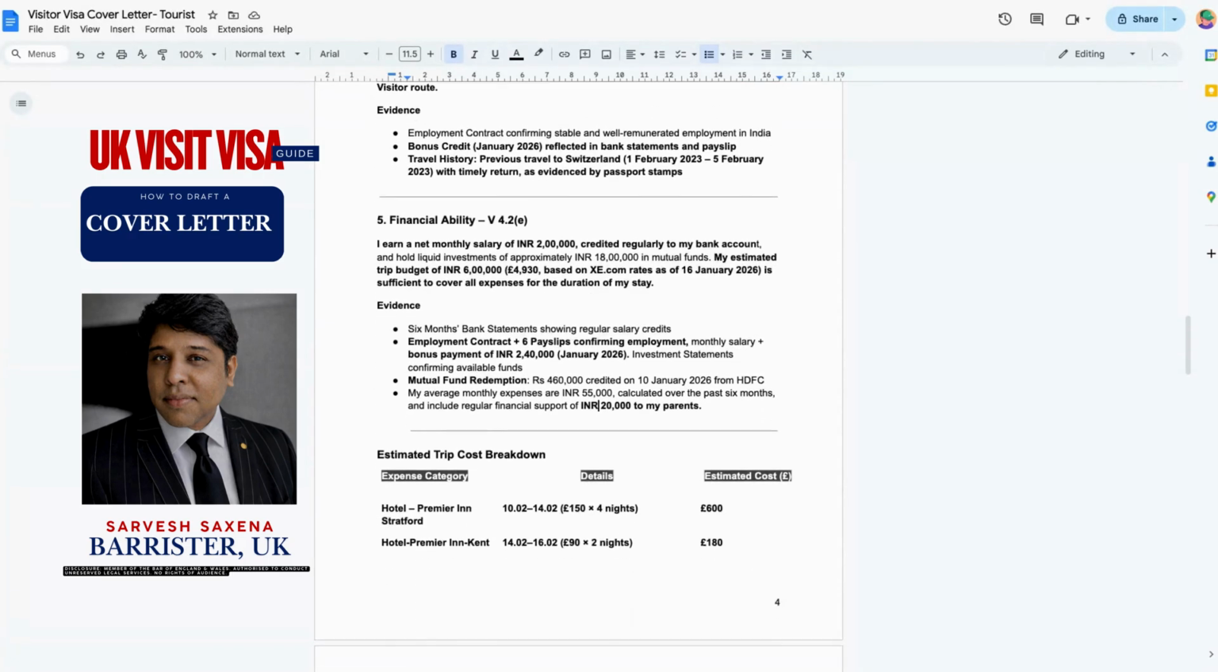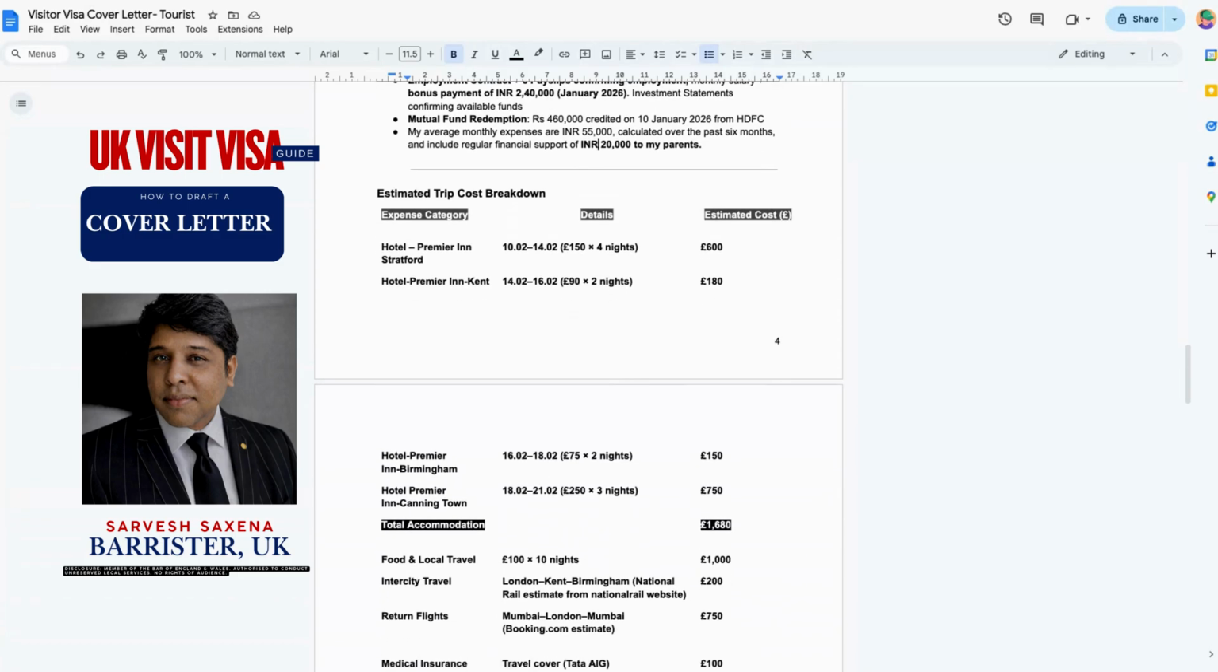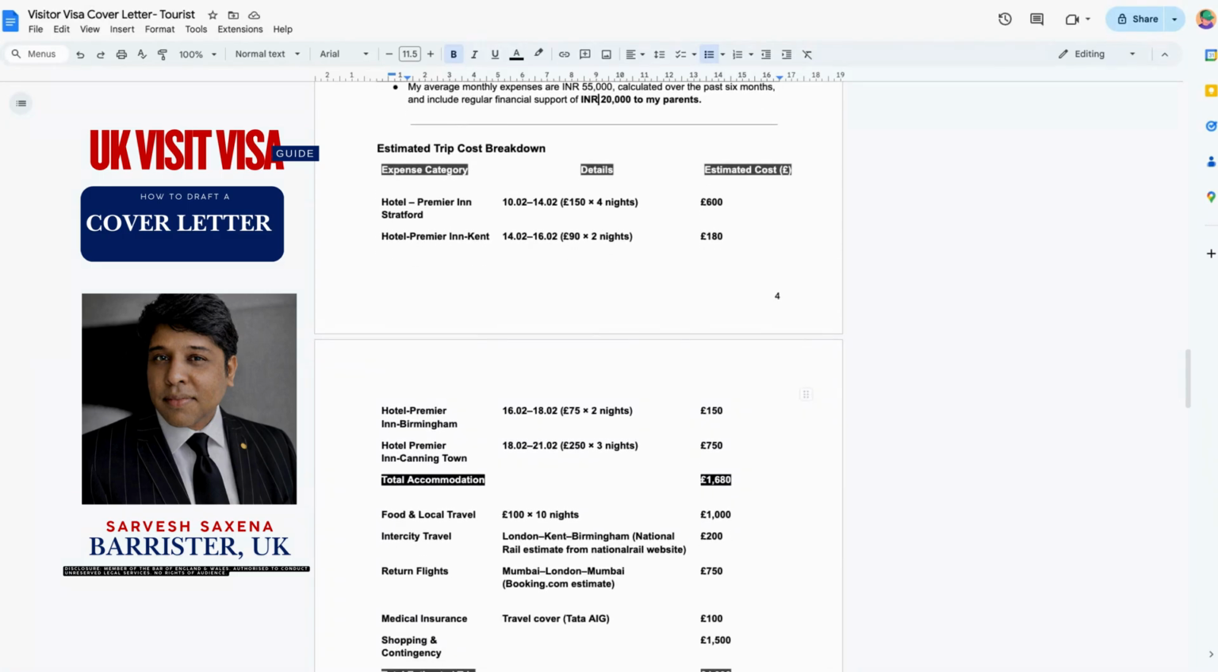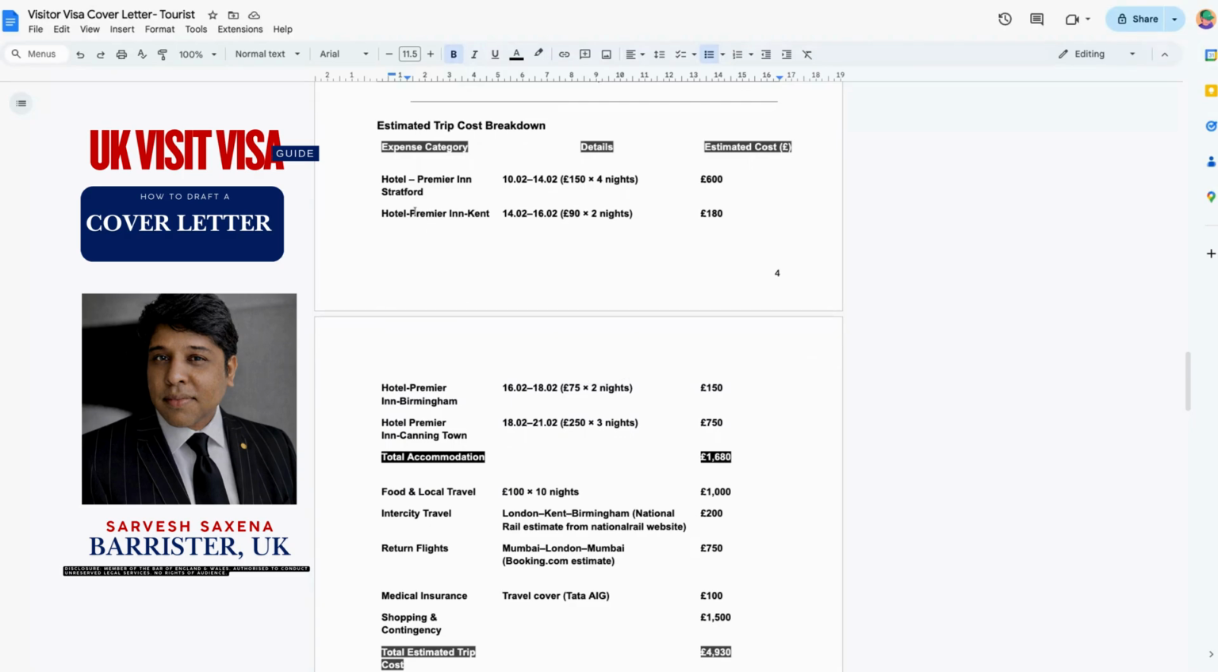Now you have to also give a breakdown of your entire trip, how the 6 lakh rupees is split. So I said I'm going to stay in Stratford, which is in London, from 10th February to 14th of February. This will cost me 600. Then in Kent, I will stay another 2 nights from 14 to 16. It will cost me this much. Then in Birmingham, then in Canning Town in London, and my total stay cost will be 1,680.